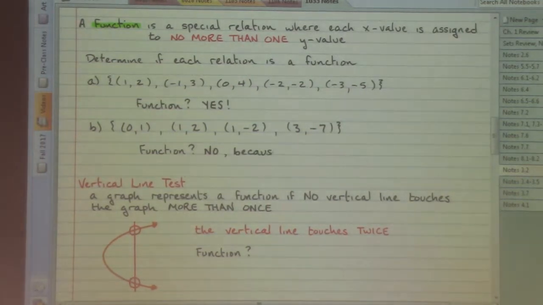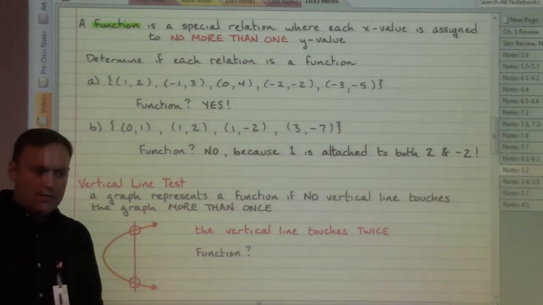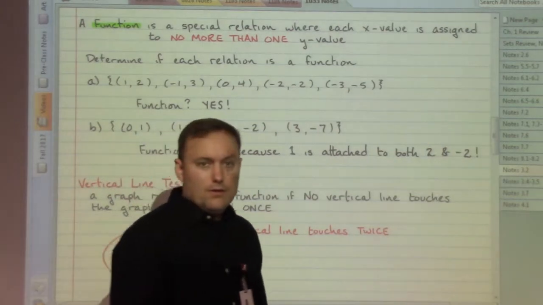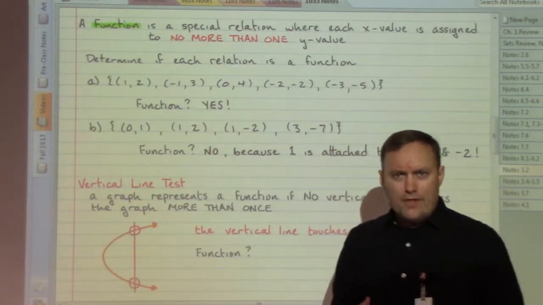because 1 is attached. Let's not be crass and say hooking up. 1 is attached to both 2 and negative 2. That's a no-no. Function has a very strict sort of allowance. I refer to that single idea.